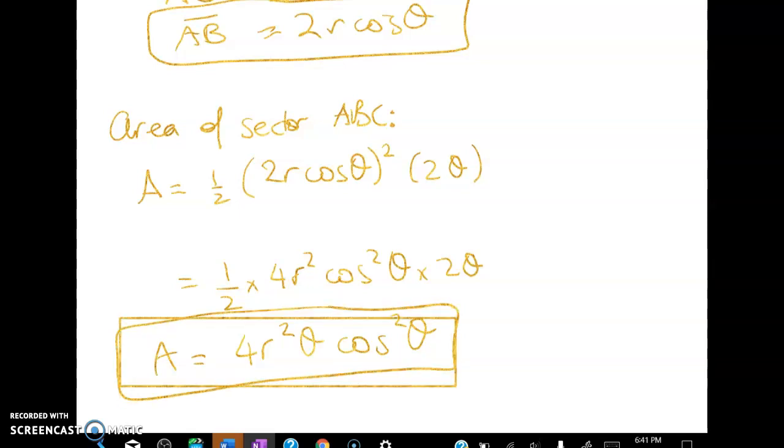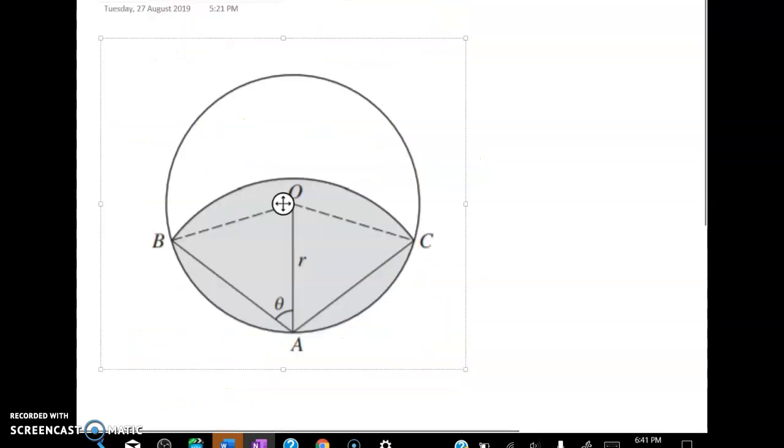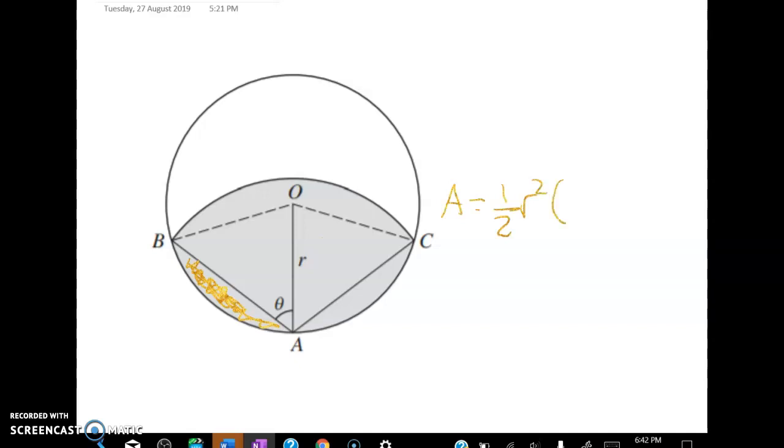Now, the next thing we're going to do is the segment. Right, now the segment's not so bad. If we look on here, the segment, this bit here, has got the following formula. It's half r squared, and then it's theta minus sine theta, right? Reflecting the fact that I've got a sector with a triangle taken out of it. That's the other way you can do this question, but I'll talk about that later if I've got any time left, which I probably won't.